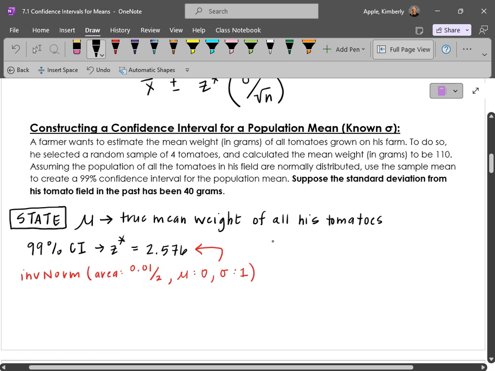So I'm also going to need a point estimate. X bar is 110 grams. And it gives us sigma, the standard deviation, and that's going to be 40. I also have a sample size of 4. All right, so I'm just organizing all of my work here, because next I'm going to do the planning step.